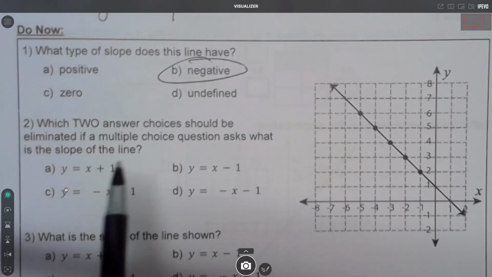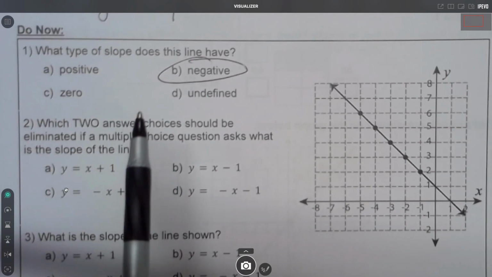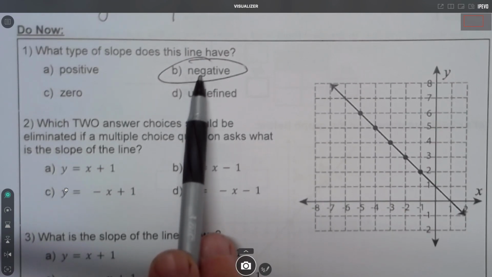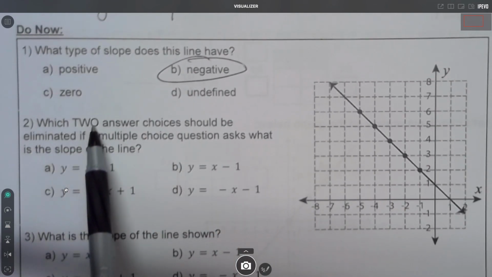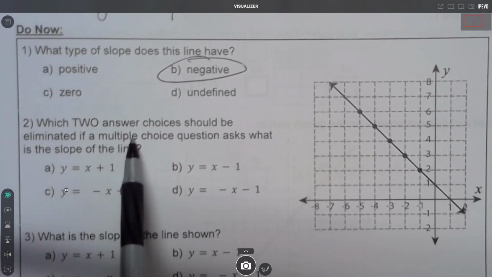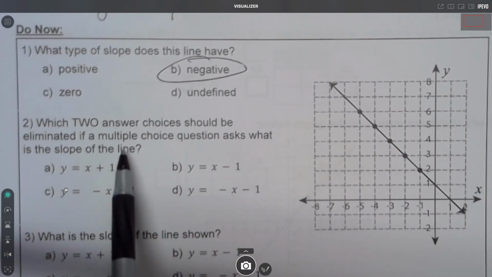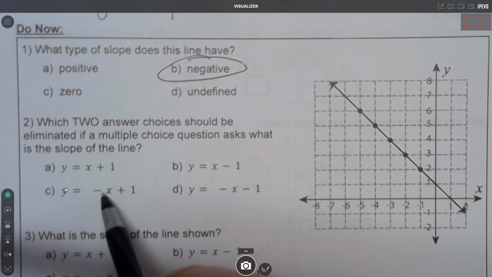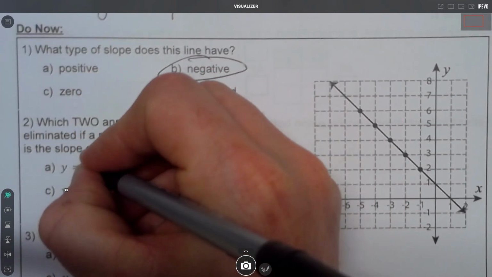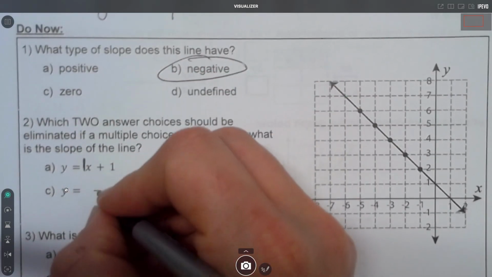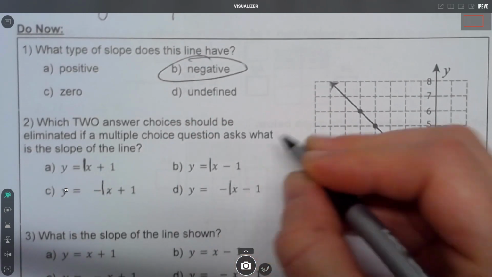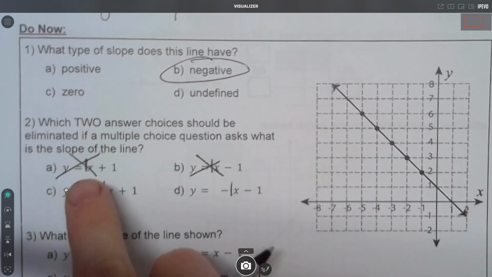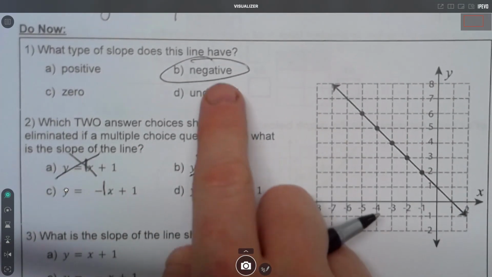I want to practice my multiple choice test taking skills. So I'm going to look at any equations that do not have a negative slope, and I am going to eliminate them. Which 2 answer choices should be eliminated? This one is tricky because there's no numbers in front of x, but when there's no number in front of x, it means there's a 1 there. So all of these are 1x's. This is a negative 1x. This is a negative 1x. So I'm going to eliminate answer choice A and answer choice B because these ones had positive slopes. We need a negative slope.